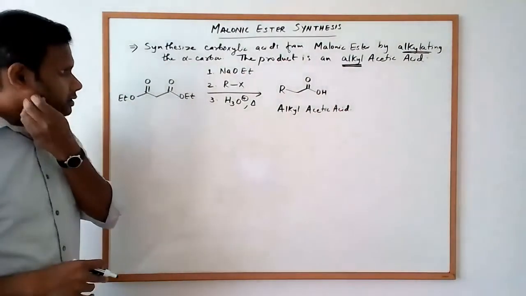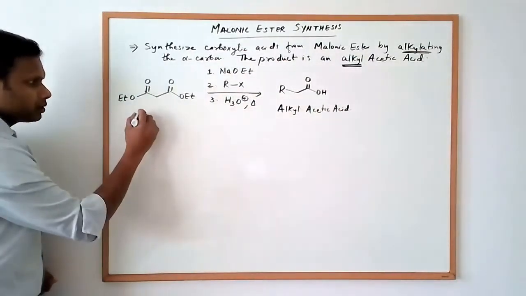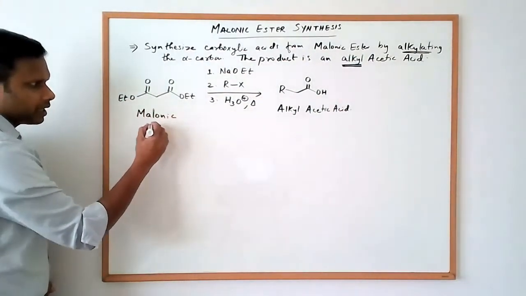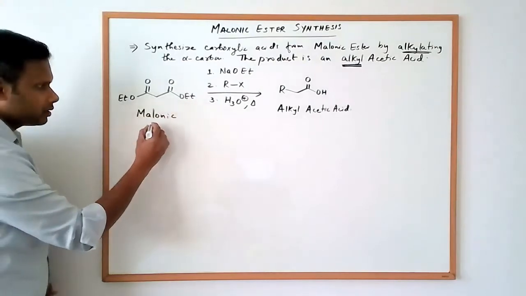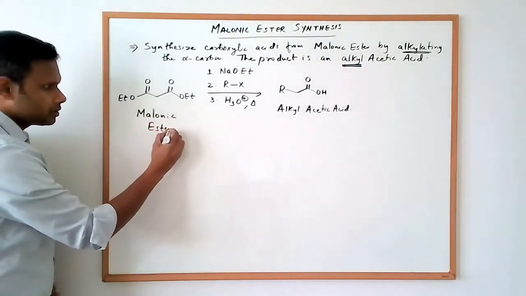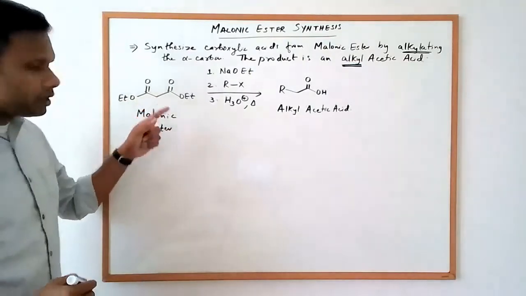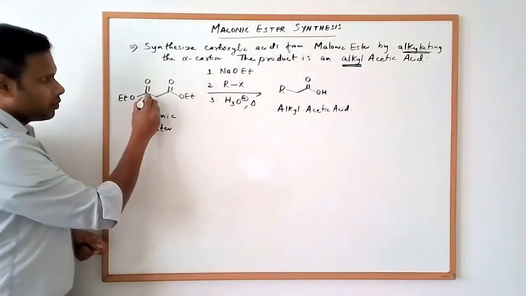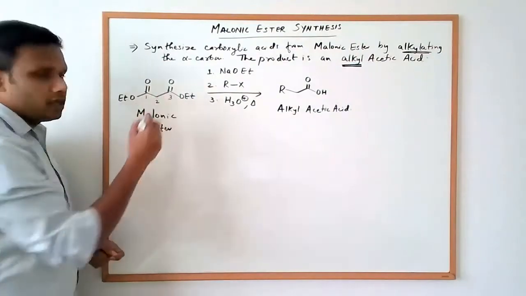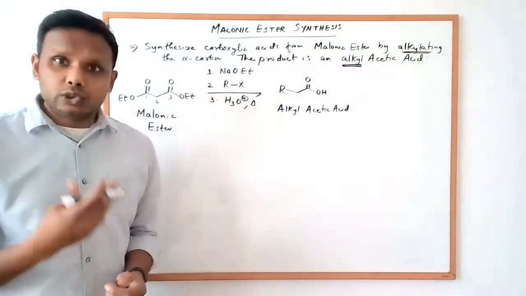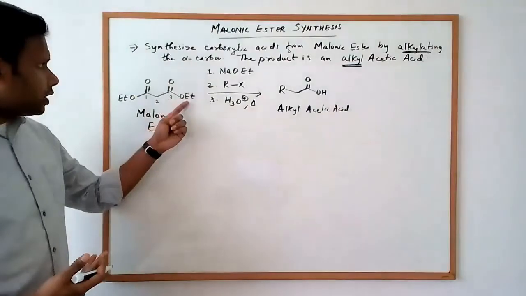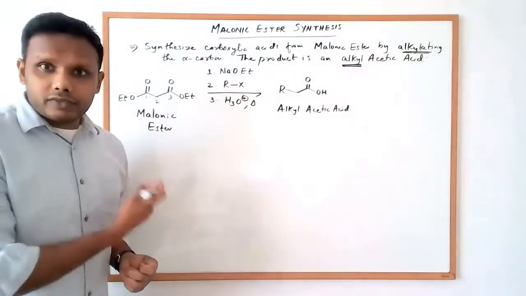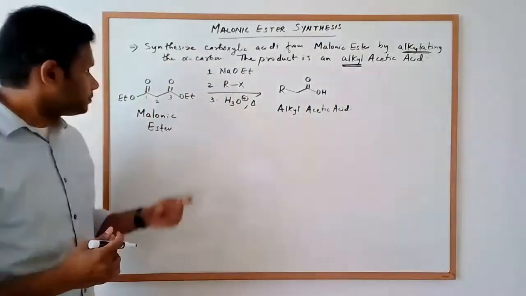So let's look at this example here. This molecule here is the malonic ester. This is diethyl malonate. Okay, this is the malonic ester that we're using. Malonic acid is a 3-carbon carboxylic acid: 1, 2, 3. So it's a 3-carbon dicarboxylic acid, and what we're looking at here is the ethyl ester of that dicarboxylic acid.